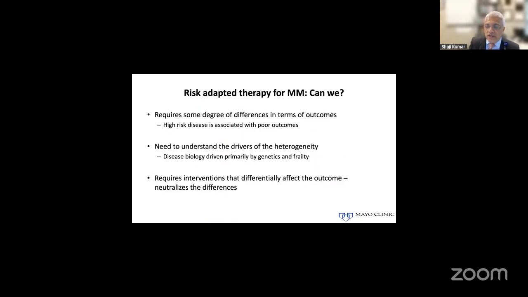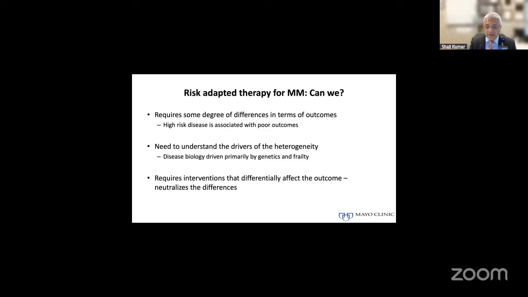So then the question is, okay, now we have a sense of what are the reasons behind the difference in outcomes we see amongst these patients, and to some extent, what drives them. Now the important question is, can we actually adapt our therapy to that? So we already talked about understanding the differences and the need to understand the drivers of heterogeneity.